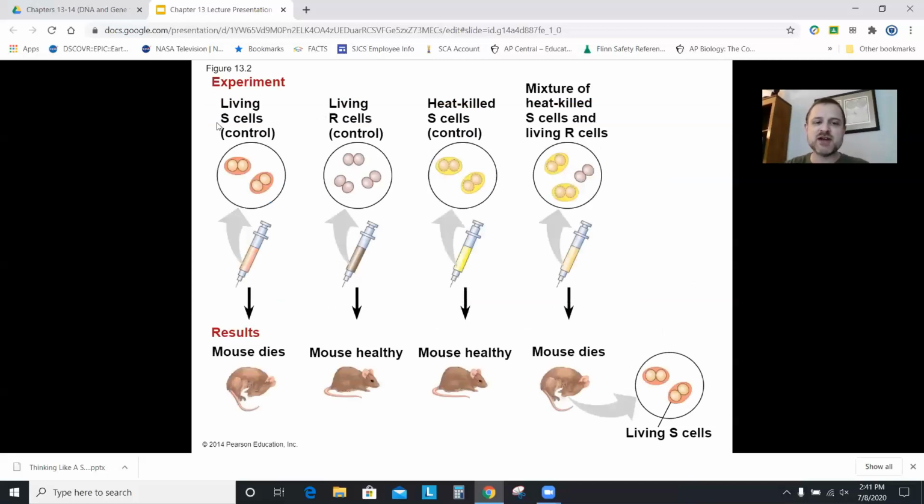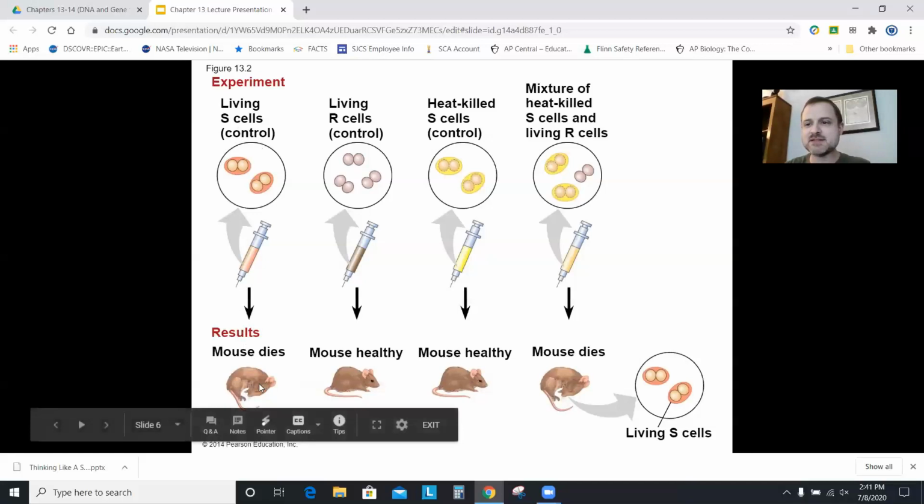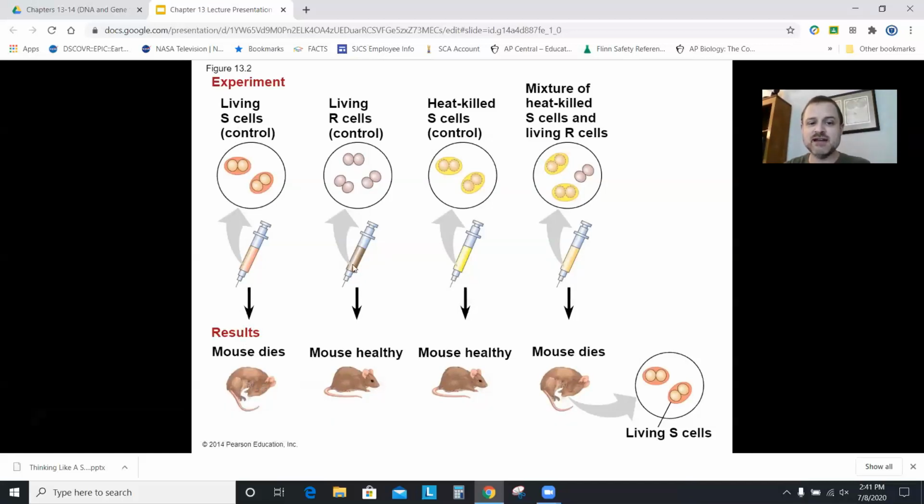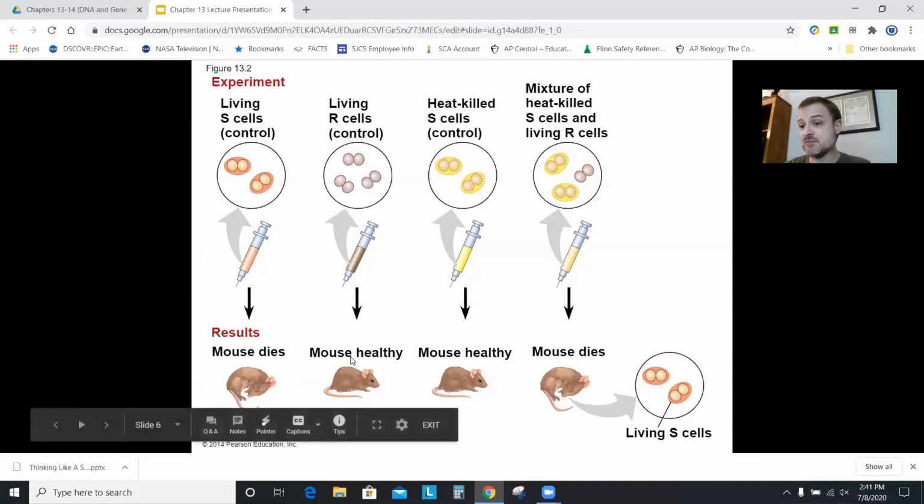So there's a strain called the S strain of pneumonia. You inject it into mice and the mice die, okay? There's a strain called the R strain. You inject it into mice and the mouse does not die, all right? If you take S and you heat it, you boil it, you kill the bacteria, right? You inject that into the mouse, it's fine because you killed the bacteria.